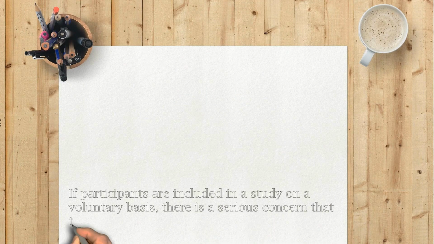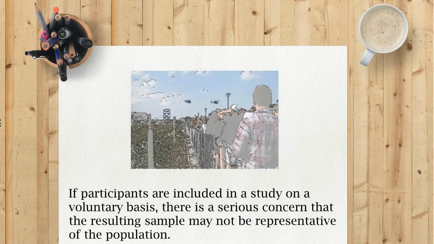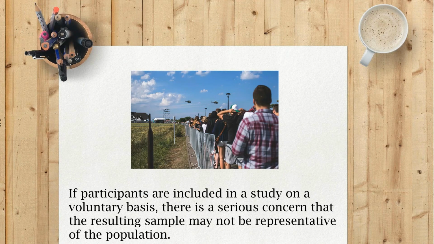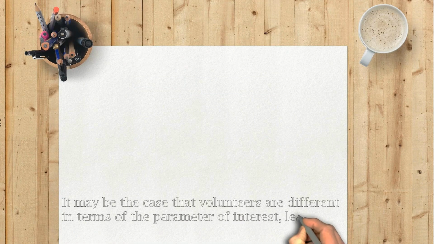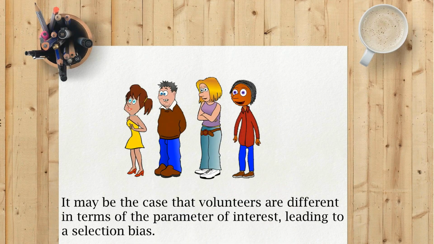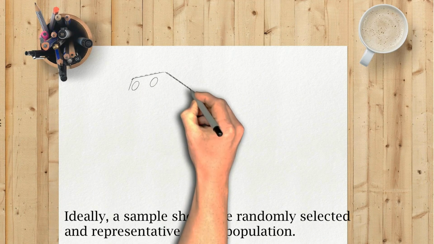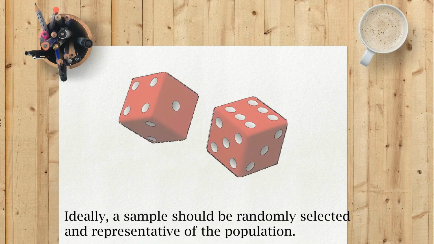If participants are included in a study on a voluntary basis, there is a serious concern that the resulting sample may not be representative of the population. It may be the case that volunteers are different in terms of the parameter of interest, leading to a selection bias. Ideally, a sample should be randomly selected and representative of the population.